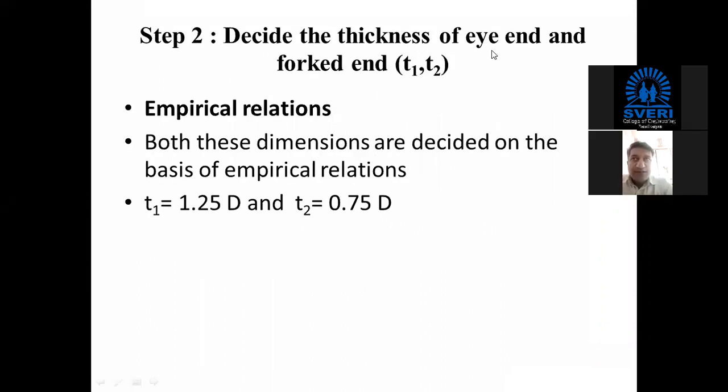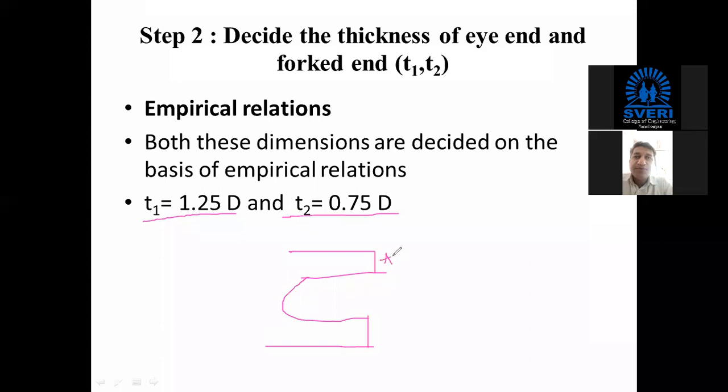Now we have to decide the thickness of the eye end as well as the fork end, that is T1 and T2. From empirical formulae, we can decide the thickness, and later on we can check it for the shear stress. So from the empirical formulae, you can choose T1 as 1.25 times the diameter of the rod, and T2 as 0.75 times the diameter of the rod, because T2 is nothing but the fork side. This fork side, here you are going to consider T2.